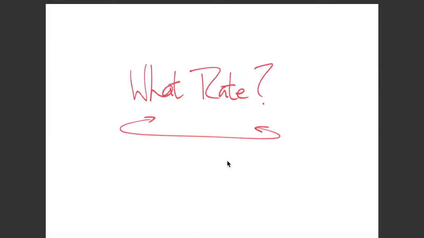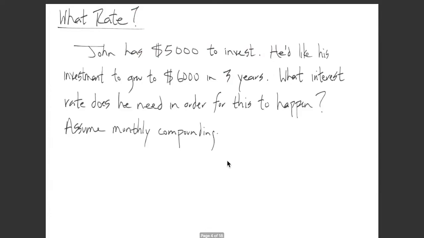The first kind of problem I want to consider is one about what rate it is going to take in order for a certain kind of performance to result. So let's take a look. Here's a problem of that sort. Suppose John has $5,000 to invest, and he'd like his investment to grow to $6,000 in a period of 3 years. What interest rate does he need in order for this to happen? And we're told to assume monthly compounding.